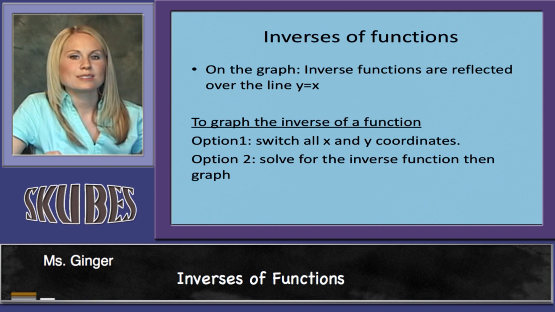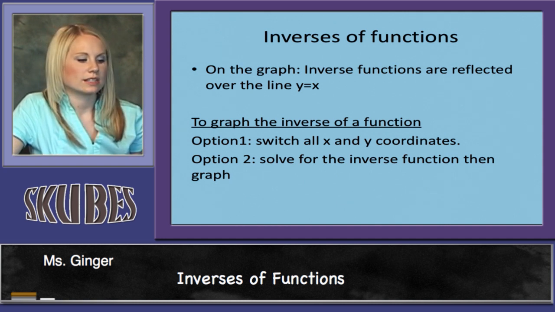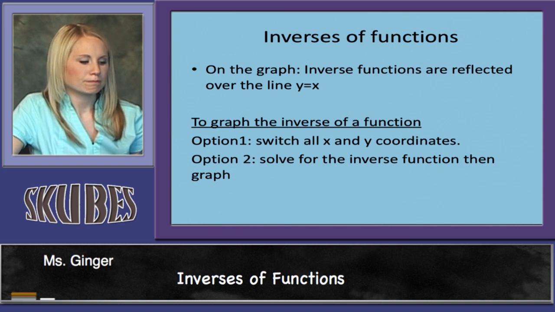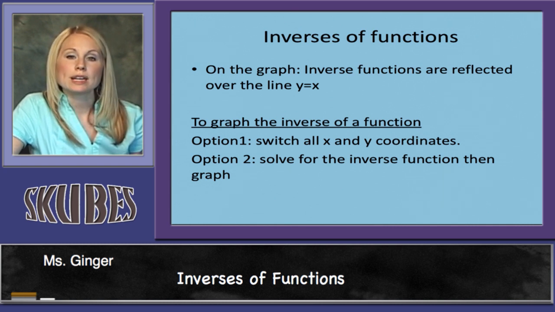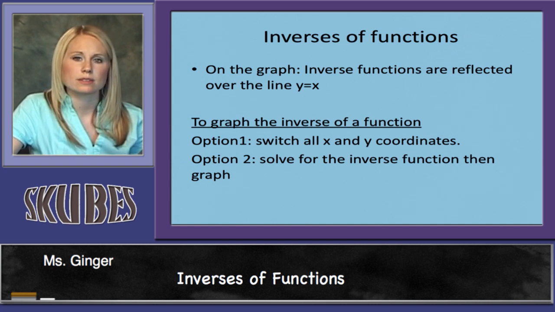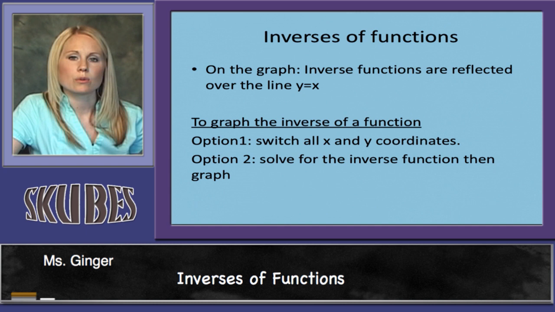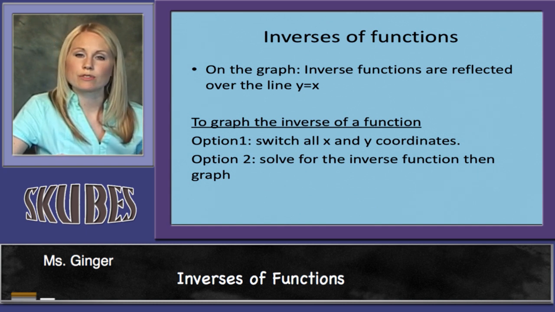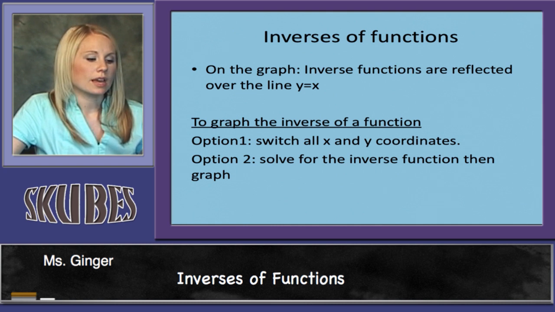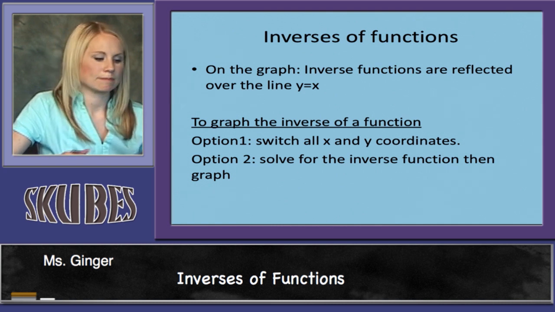Okay, our last method to take a look at here is to look at inverses on the graph. What does that look like? If we're given a graph, we can use either of the two methods that we just discussed, or we can know that inverses are reflections of each other over the line y equals x. And so we can just reflect our picture over that line.